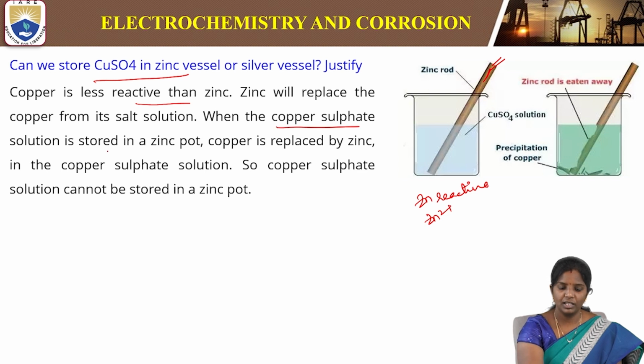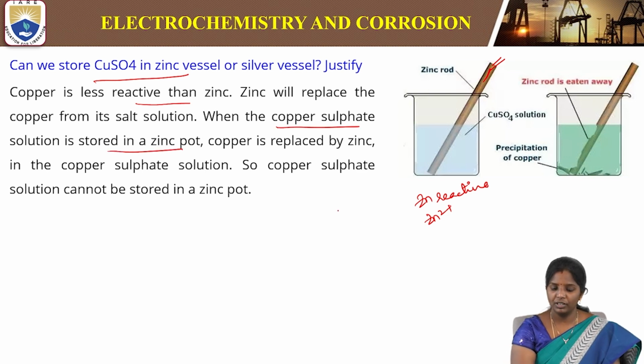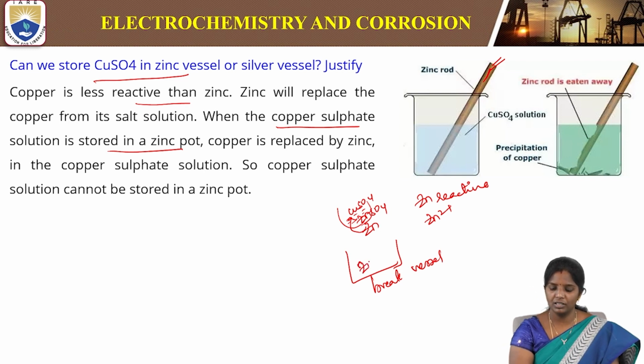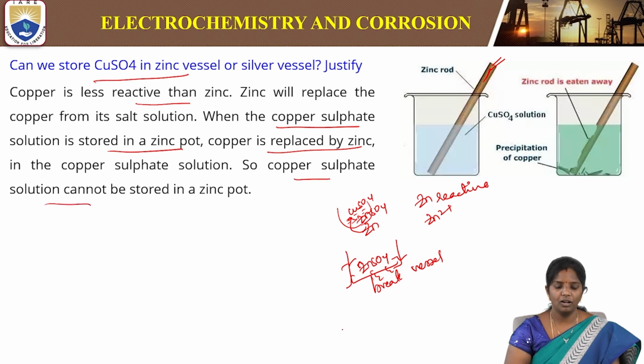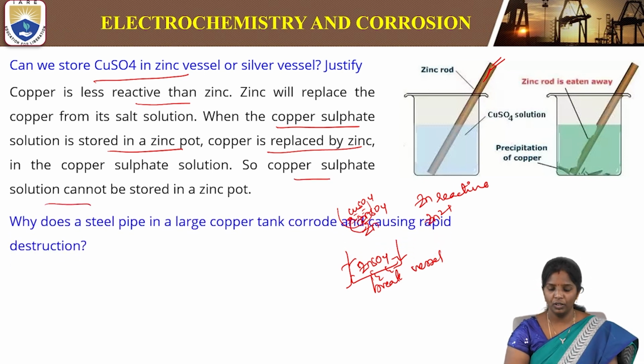So whenever copper sulfate is kept in the zinc pot, for example, if this is the zinc pot and this is the copper sulfate, this zinc will replace the copper and form zinc sulfate. Then what happens? This vessel will break, because it is eaten away, or the zinc is removed. Here the zinc sulfate forms and the vessel breaks down. So that is why we should not store copper sulfate in a zinc vessel. Similarly it happens with silver also. So copper is replaced by zinc in the copper sulfate solution, and copper sulfate solution cannot be stored in a zinc pot.